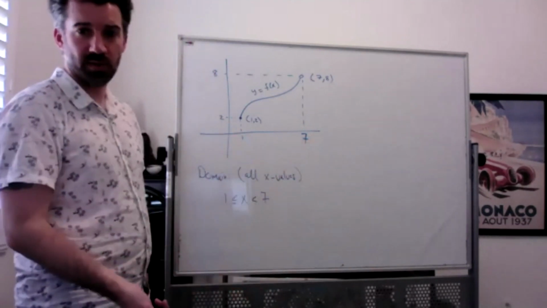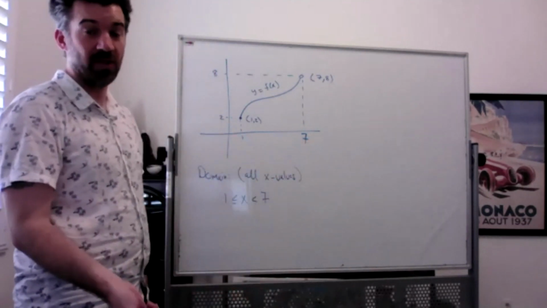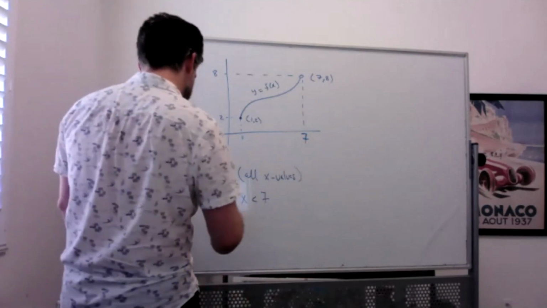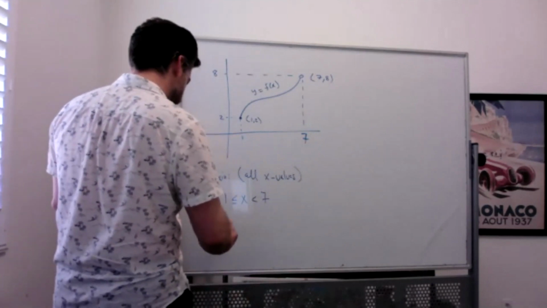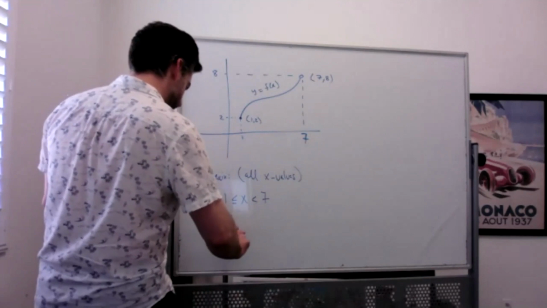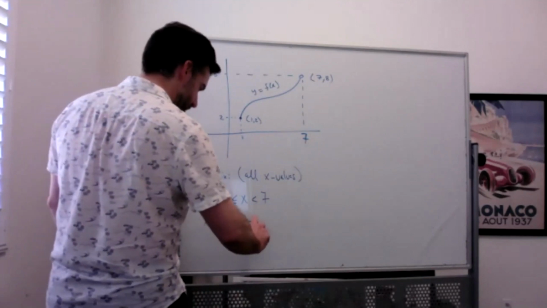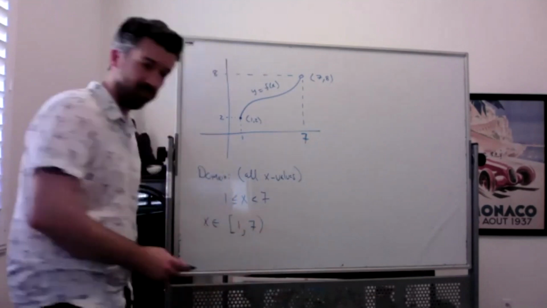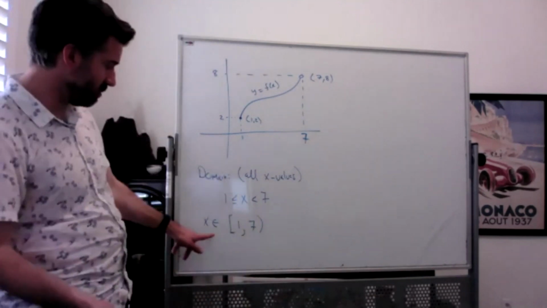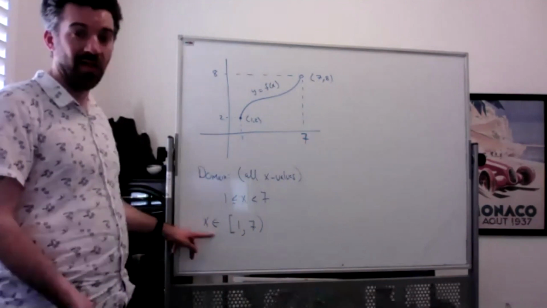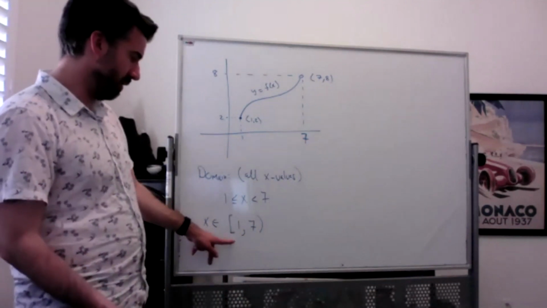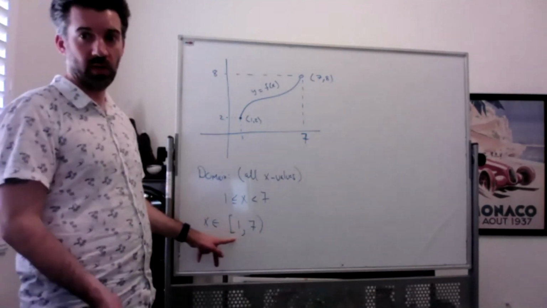The more typical standard way of writing it is using interval notation, which would be that x is an element of the interval from 1 inclusive using a bracket to 7 exclusive using a parenthesis. And this little symbol here means that x is an element of the set from 1 to 7, including 1, excluding 7.